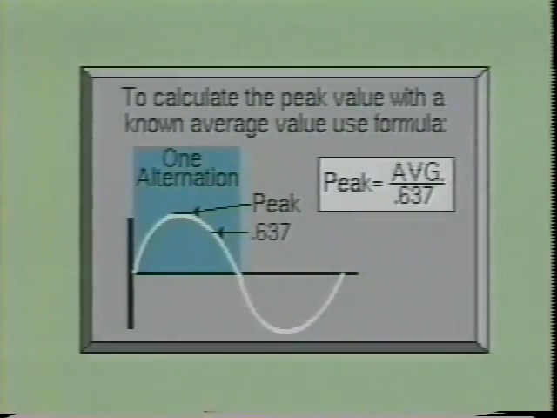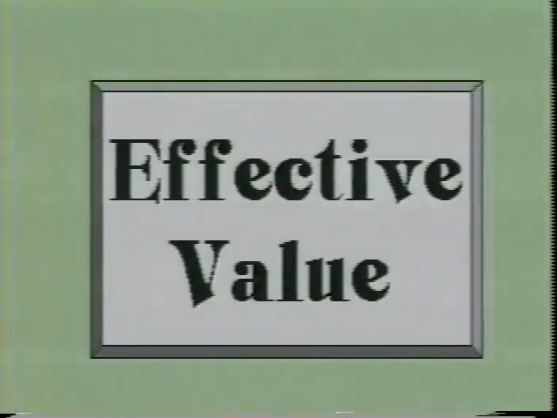If you know the average value of a sine wave and you need the peak value, then you would divide the average voltage value by 0.637. The average value of the AC wave is seldom used in the technician's line of work. Most of the time, voltage and current are specified in their effective value.